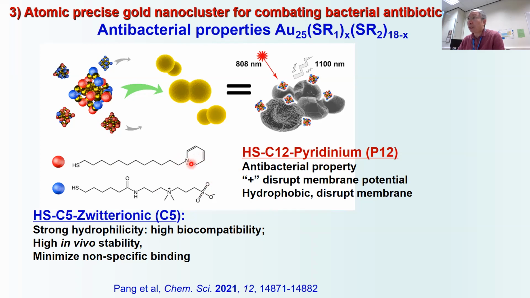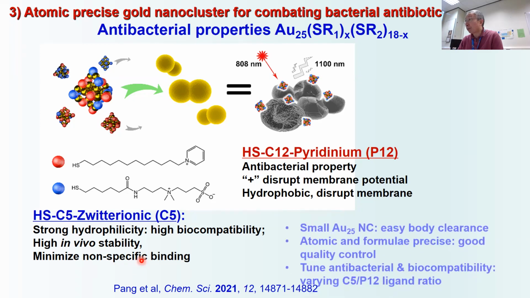Here we introduce a pyridinium ligand that contains a C12 chain, which means it is positively charged, so it can disrupt the membrane potential of the bacteria, because most bacteria are negatively charged, and it also contains a hydrophobic chain, which can disrupt the membranes. We also introduce a C5 chain, basically a tri-ligand, because this ligand is strongly hydrophilic, has high biocompatibility, and also high in vivo stability. It can also minimize non-specific binding.